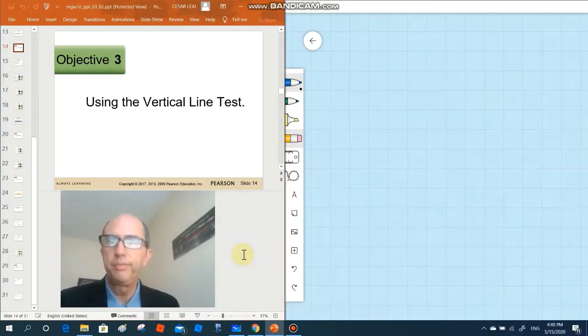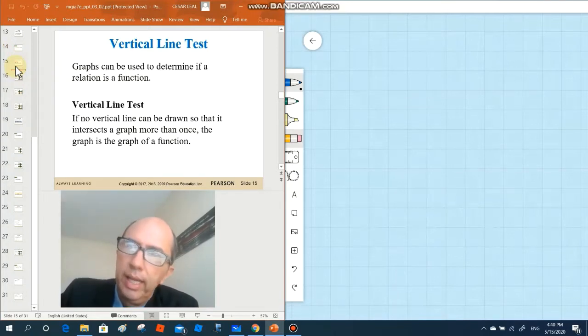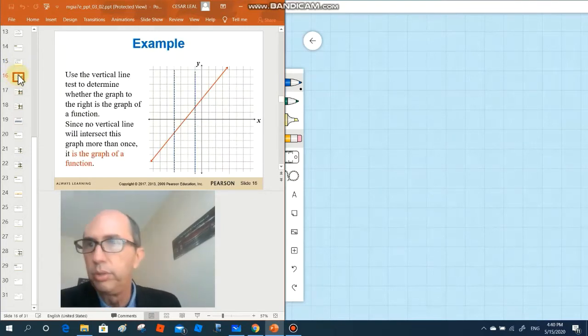Objective 3, using the vertical line test. This means that if there is no way of drawing a vertical line that will intersect the graph more than once, then the graph is a function. And let's show the examples so we can see.